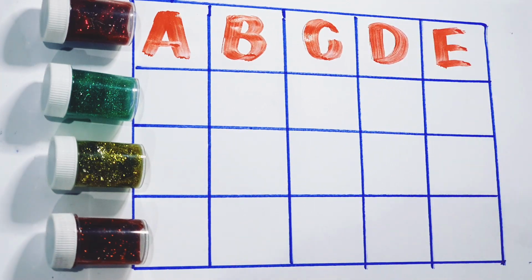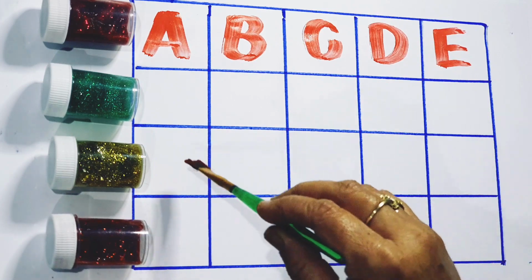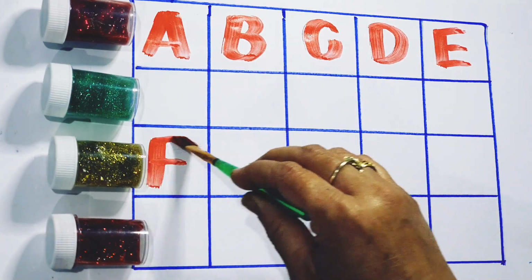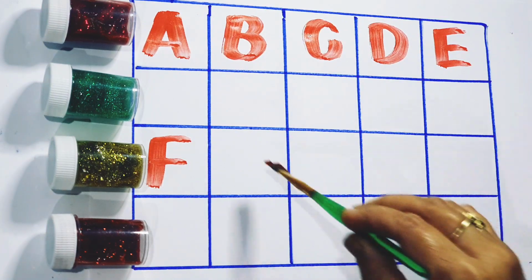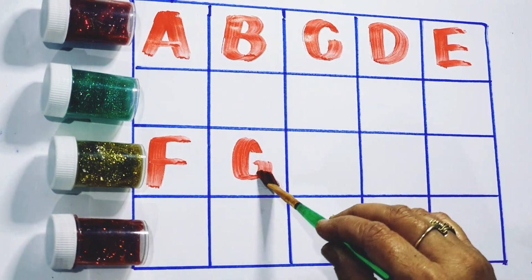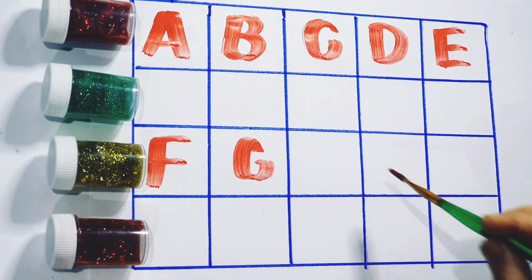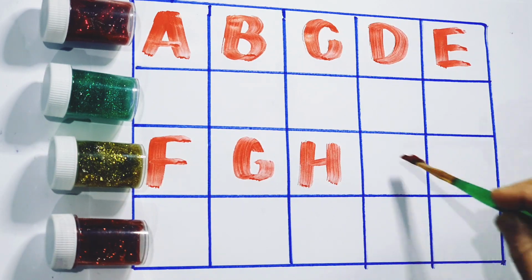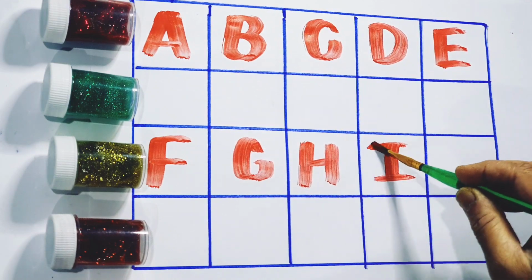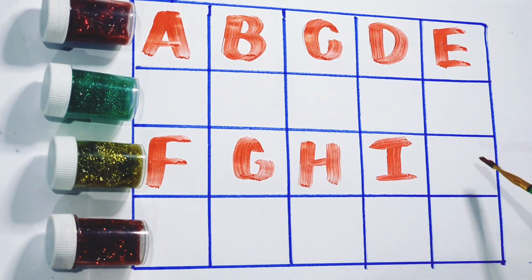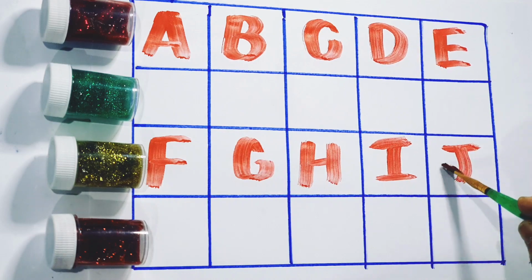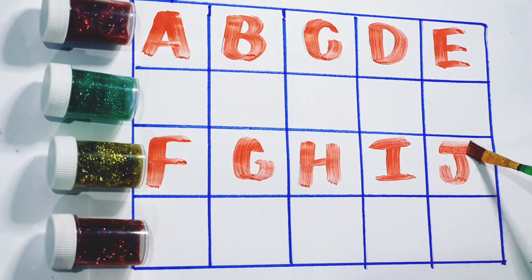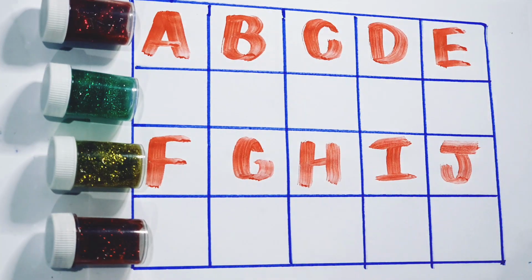E for egg. F for fish. G for goat. H for hen. I for eyes. J for joker. Green color.